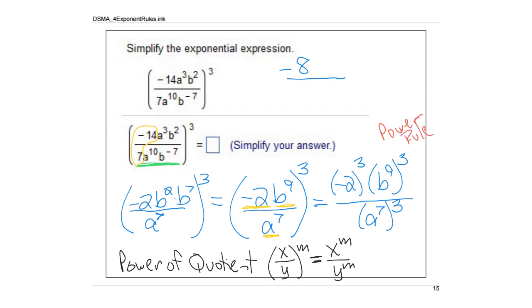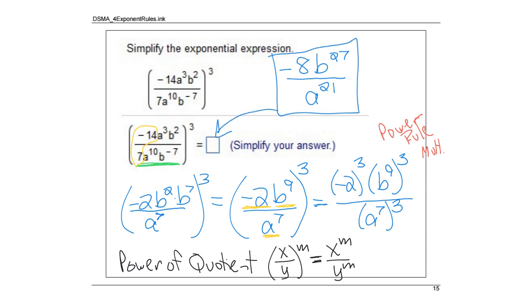So when we raise a power to a power, we multiply. Therefore, on top, I would have 9 times 3, which is 27. So b to the 27 on top. On the bottom, 7 times 3 is 21. So I would have a to the 21 on the bottom. And then that's all I can do because we have different bases.